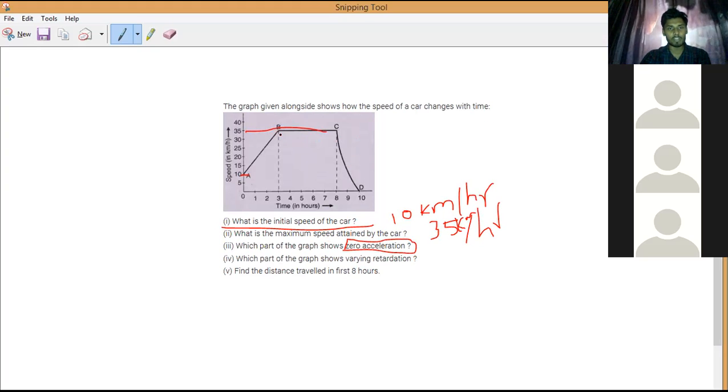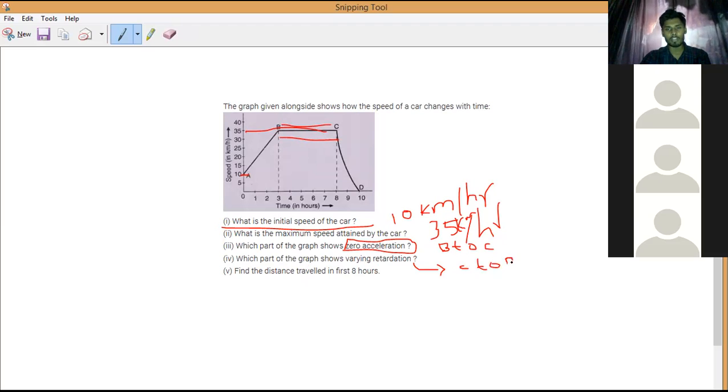Others also should respond. Everything only Pradosh is answering. So B to C, acceleration is 0. What is the reason behind it? Because here the speed is constant. Constant speed means zero acceleration. Next, which part of the graph shows the varying retardation? C to D, sir. So C to D is showing the retardation.